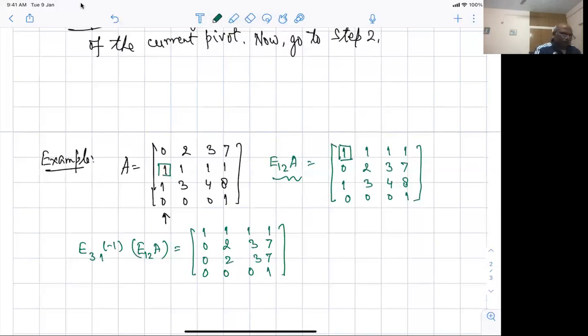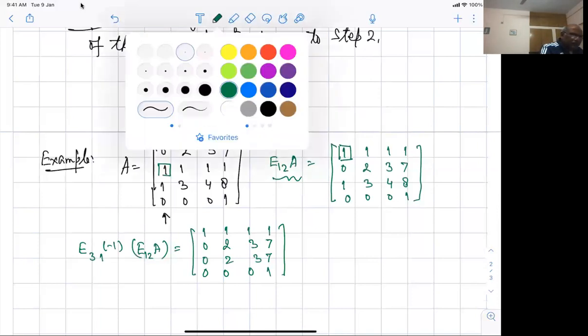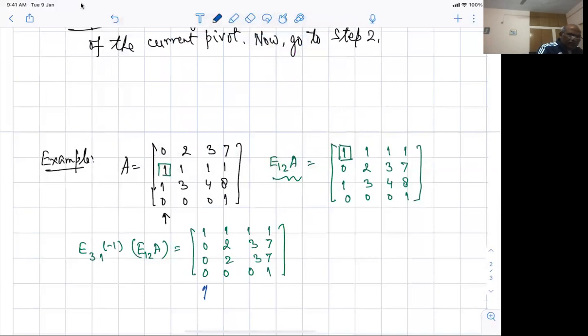Now if I look at this part, everything is 0 in this column. So this was my pivot, and every other entry in this column is 0. All right. So now this step is over, and I have to go to the next step. I have to now look at this part, removing the first row and first column. So this is my region: 2, 3, 7, 2, 3, 7, 0, 0, 1. This is the region that I have.